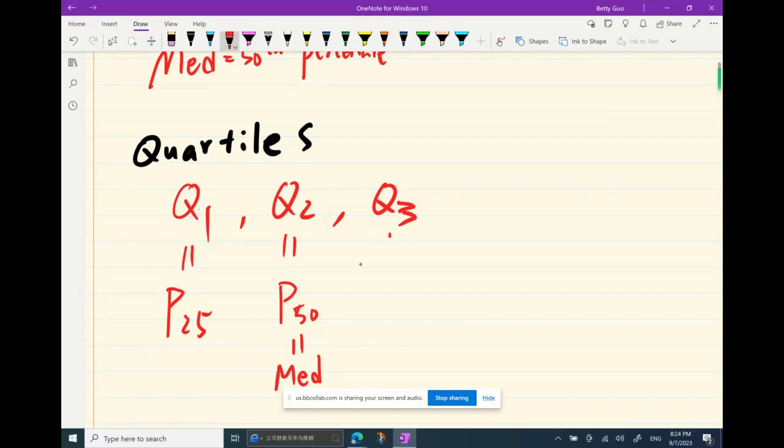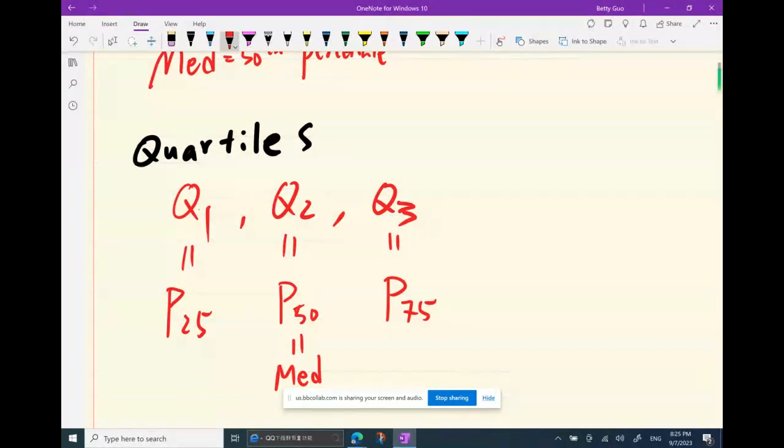And Q sub 3, the third quartile, is the same as P sub 75. It separates the top quarter, top 25%, and the bottom 75%. So you want your test score closer to Q sub 3. That means you are in the top quarter, top 25%. If we understand what a percentile is, we can easily understand the 3 quartiles.